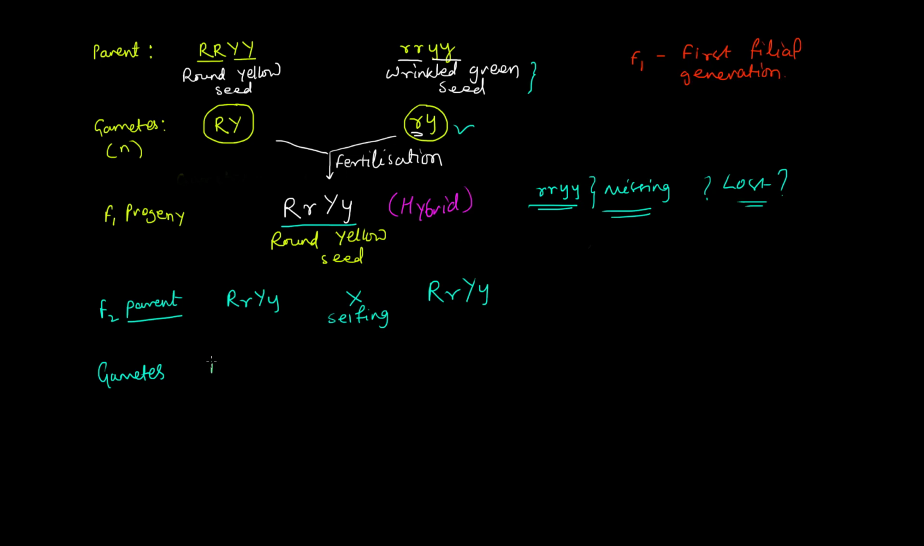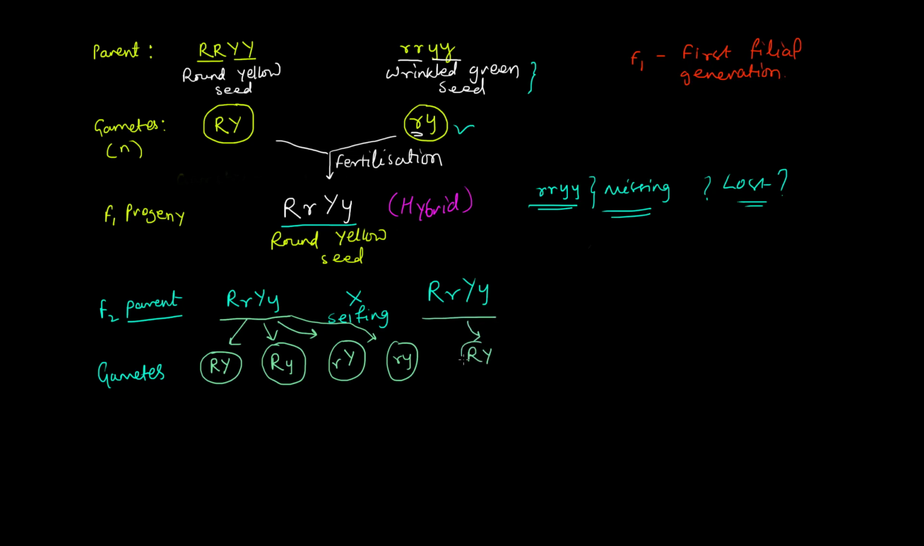What are those? Capital R, capital Y, one. Then capital R can go with small y, second. Third, the small r can go with capital Y, and the fourth one, small r, small y. So these four we are getting from the first parent. Similarly, for the other parent we will get the same outcome, that is capital R, capital Y, then capital R, small y, then small r, capital Y, and small r, small y. Now the question is, how are we actually getting these?